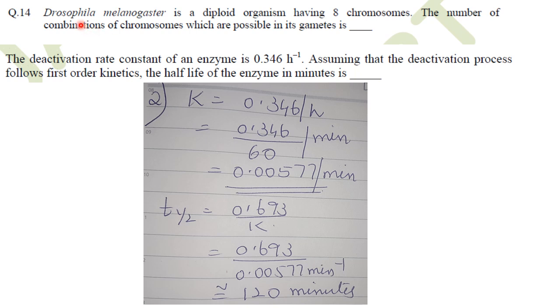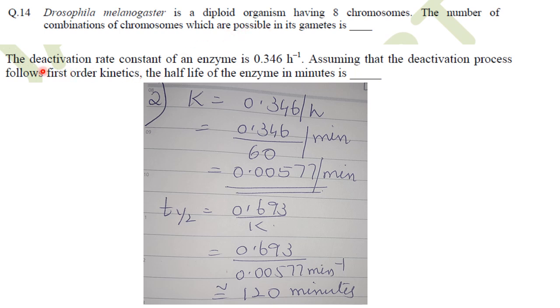Then next one. Drosophila melanogaster is a diploid organism having 8 chromosomes. The number of combinations of chromosomes which are possible in its gamete. So there are 4 pairs of chromosomes and the gametes will receive half the total number of chromosomes. So each gamete will have 4 chromosomes. And the possible combinations of chromosomes in a gamete can be calculated using the formula 2 raised to n, where n is the number of chromosome pairs. Here it is 4 pairs. So 2 raised to 4, that will be 16.